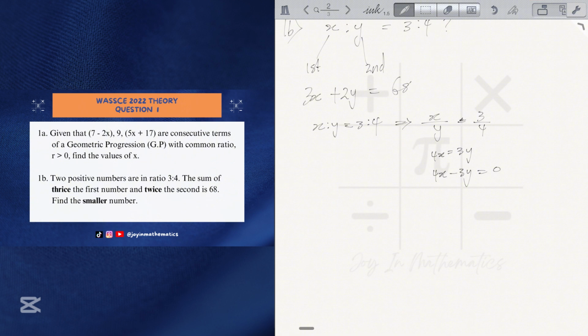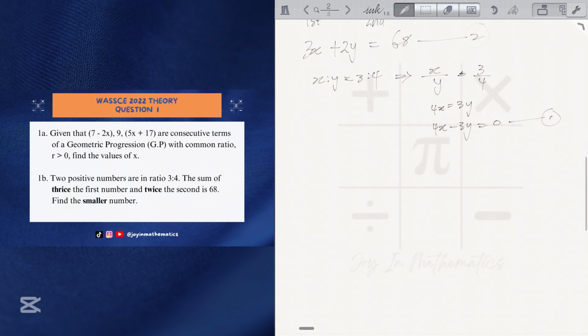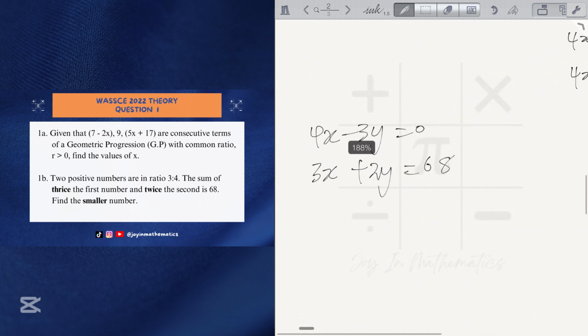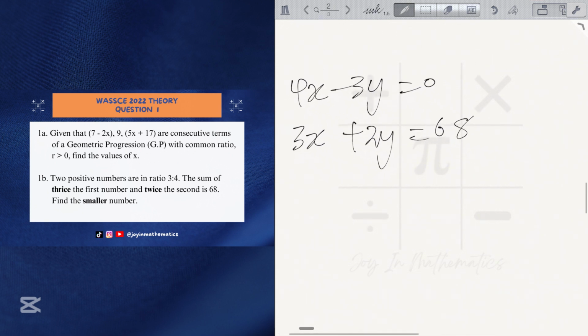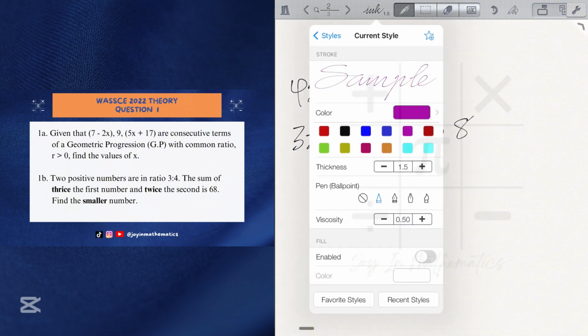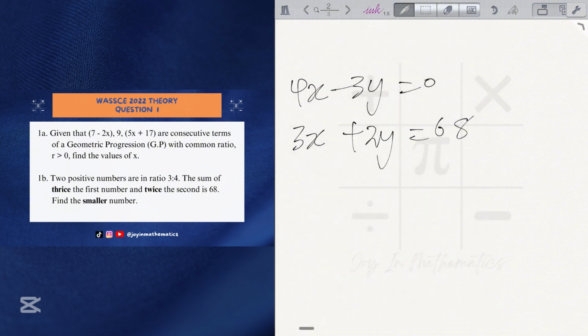So we have two equations now. We can choose to call this equation 1 and this equation 2. So let's bring them together. We have 4x minus 3y is equal to 0, and 3x plus 2y is equal to 68. Now, how do we solve this? Should we use substitution method or elimination method? I choose to go with elimination method. It's very fast. So let's eliminate y.